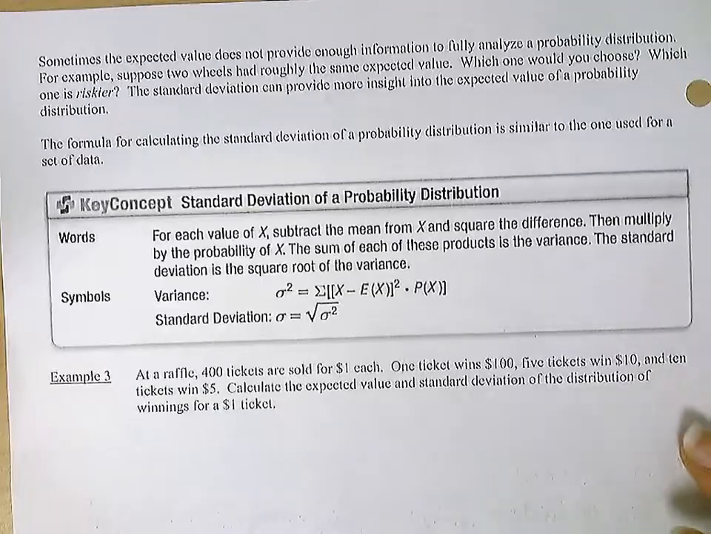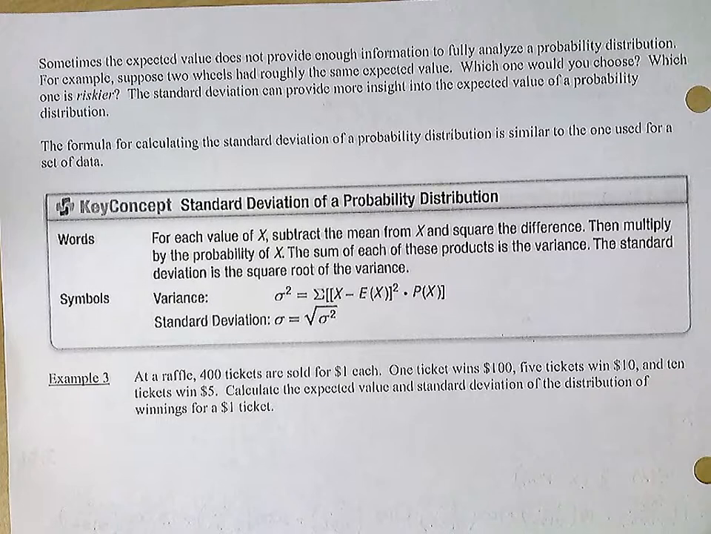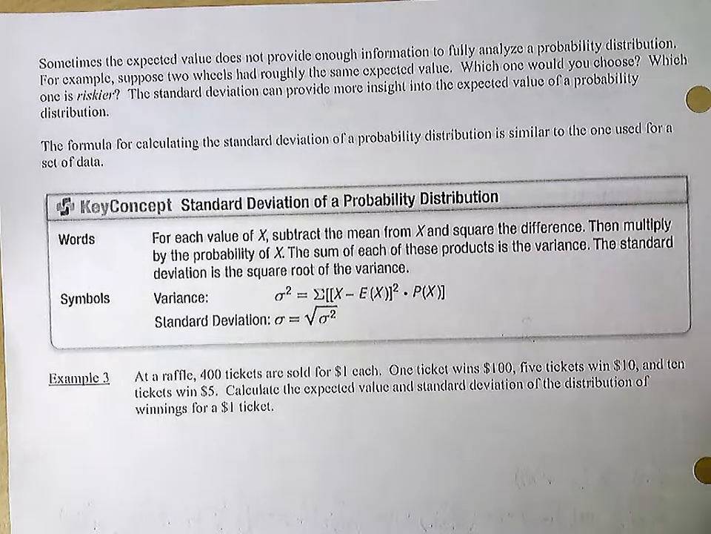All right, so on the back here, sometimes the expected value does not provide enough information to fully analyze a probability distribution. For example, suppose 2 wheels had roughly the same expected value. Which one would you choose? Which one is riskier? The standard deviation can provide more insight into the expected value of a probability distribution.